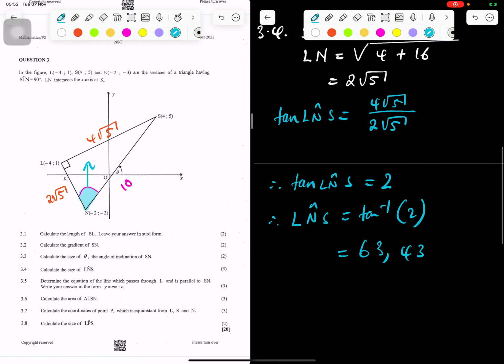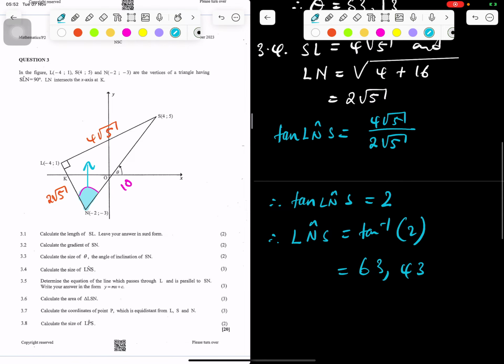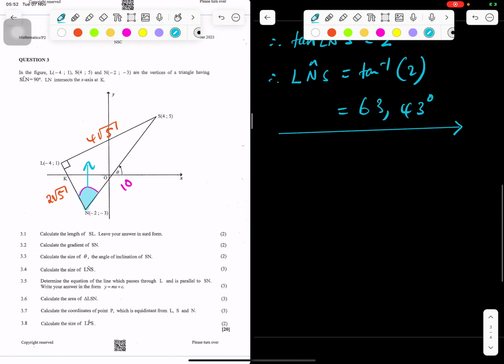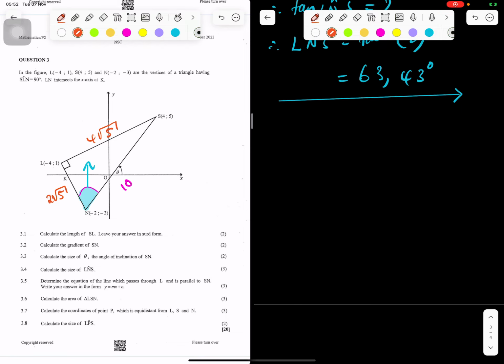Okay, so the angle here is 63,43 degrees. I forgot to write the degrees there. Don't forget to write it out. Okay, so that is 3.4, and that is my approach to that particular question. Now let's check the next question.